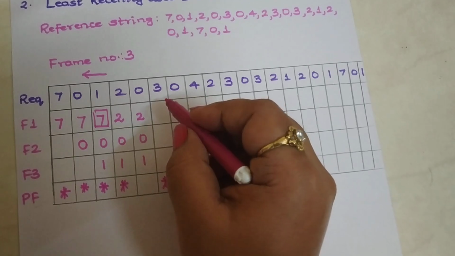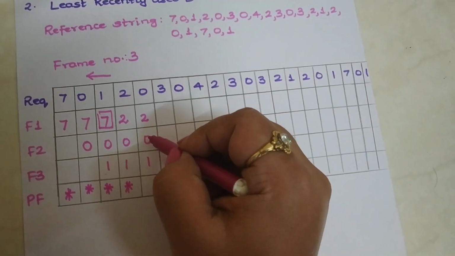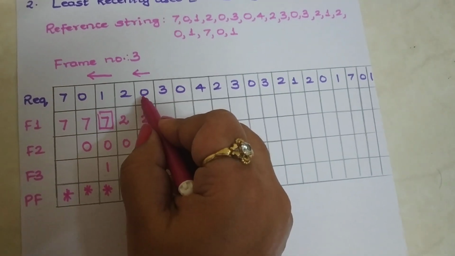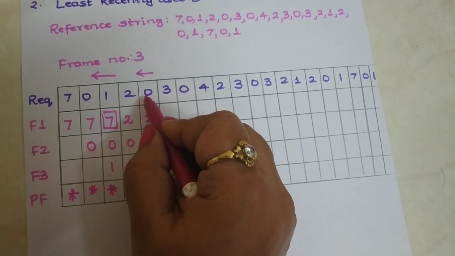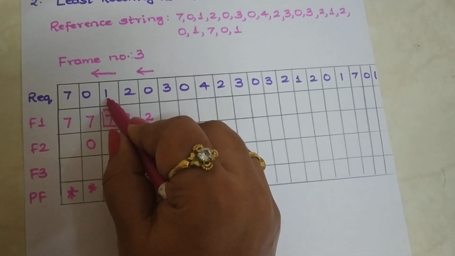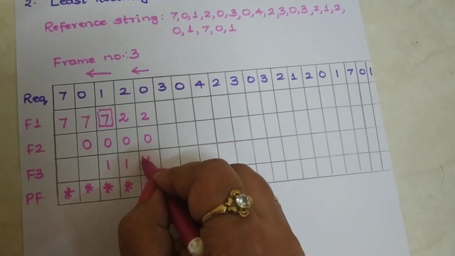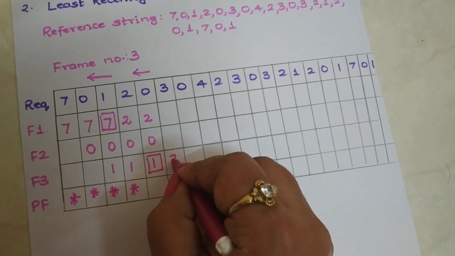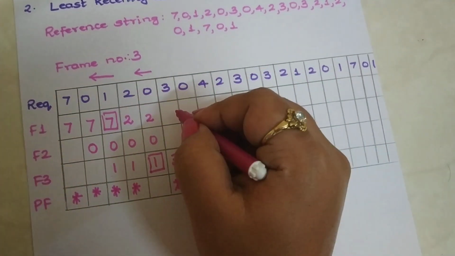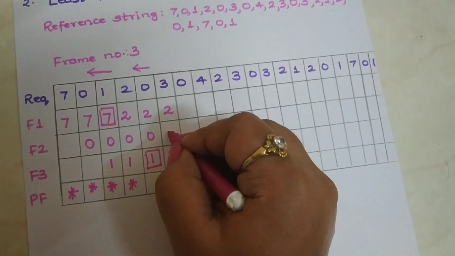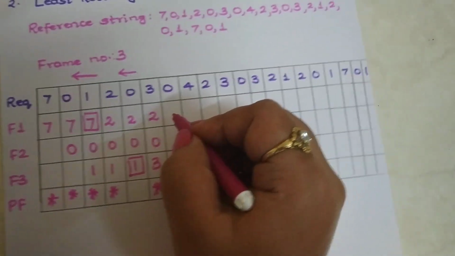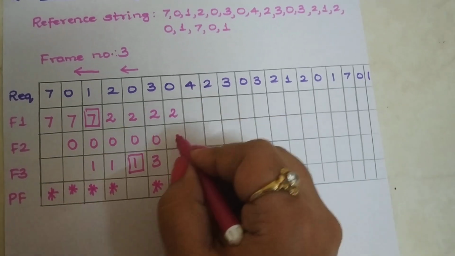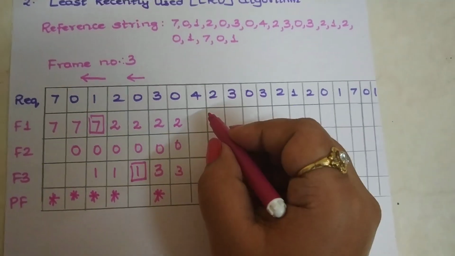But then which page to replace? Out of 2, 0, 1, just go backwards. 0 is the most recently used, obviously, which means that 1 is the least recently used. So 1 becomes the frame which we will be replacing. So 1 will be replaced by 3. So here 3, then 2 and 0 as it is. Again comes 0. 0 is already there in the frames, so no page fault. So 2, 0, 3. Then comes 4.